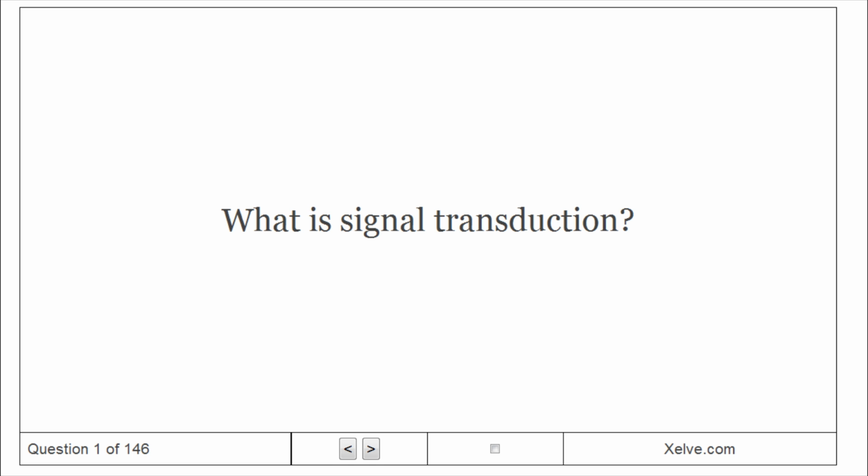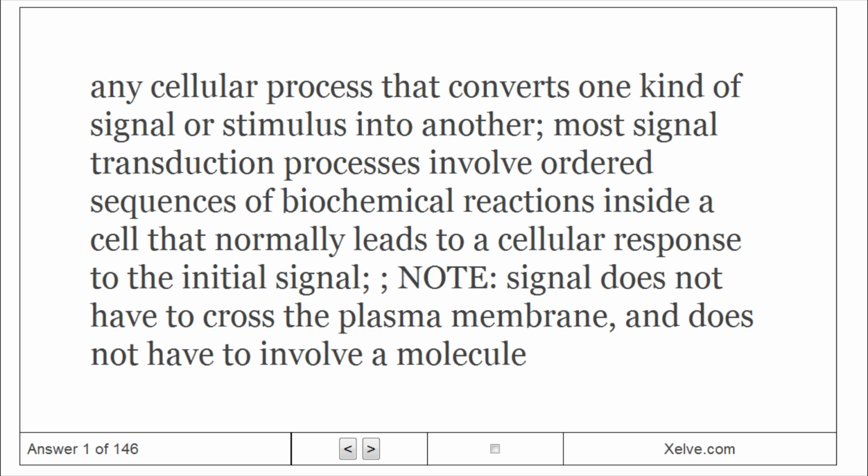What is signal transduction? Any cellular process that converts one kind of signal or stimulus into another. Most signal transduction processes involve ordered sequences of biochemical reactions inside a cell that normally leads to a cellular response to the initial signal. Note: signal does not have to cross the plasma membrane, and does not have to involve a molecule.